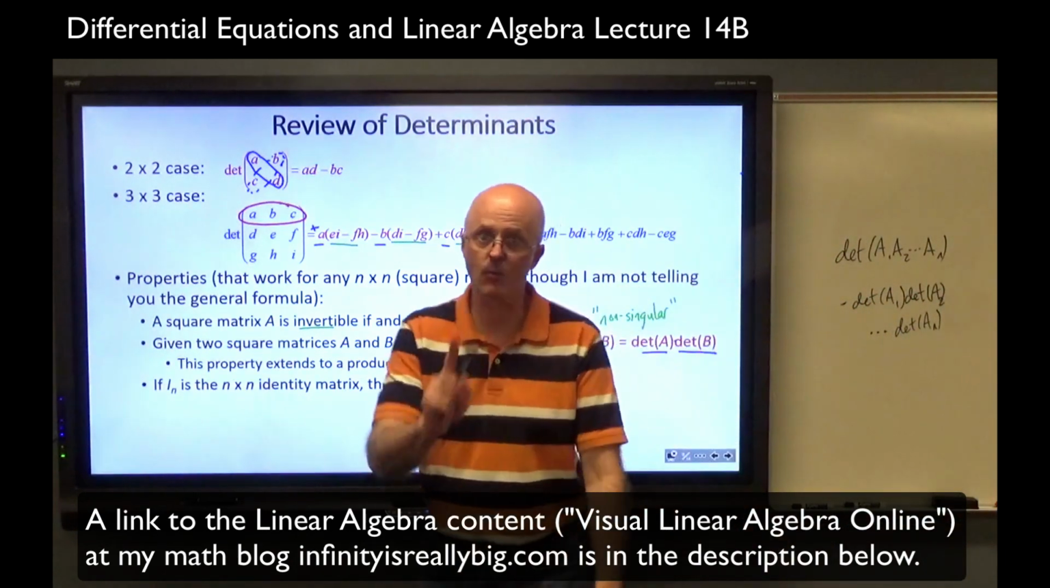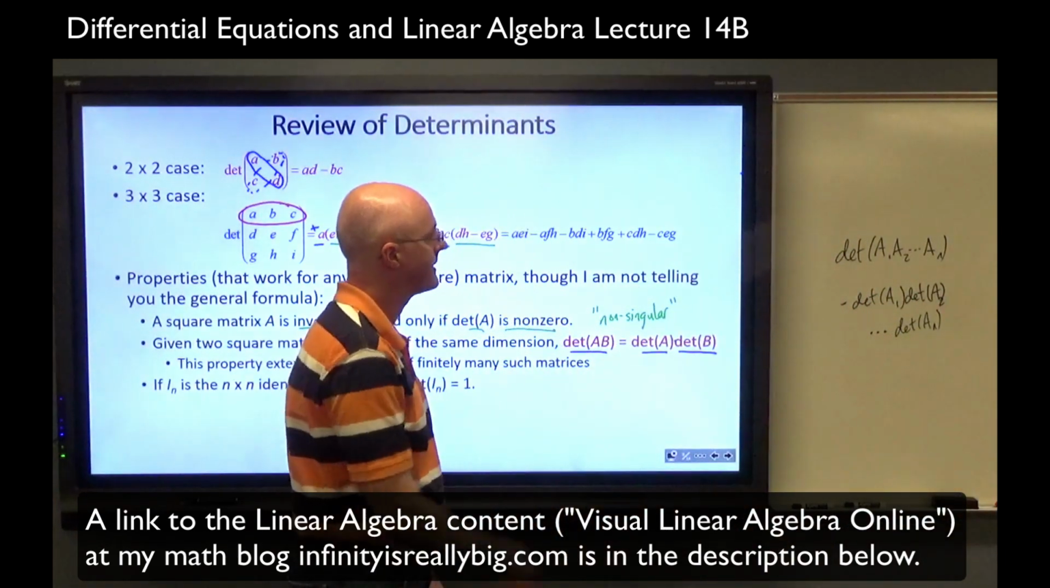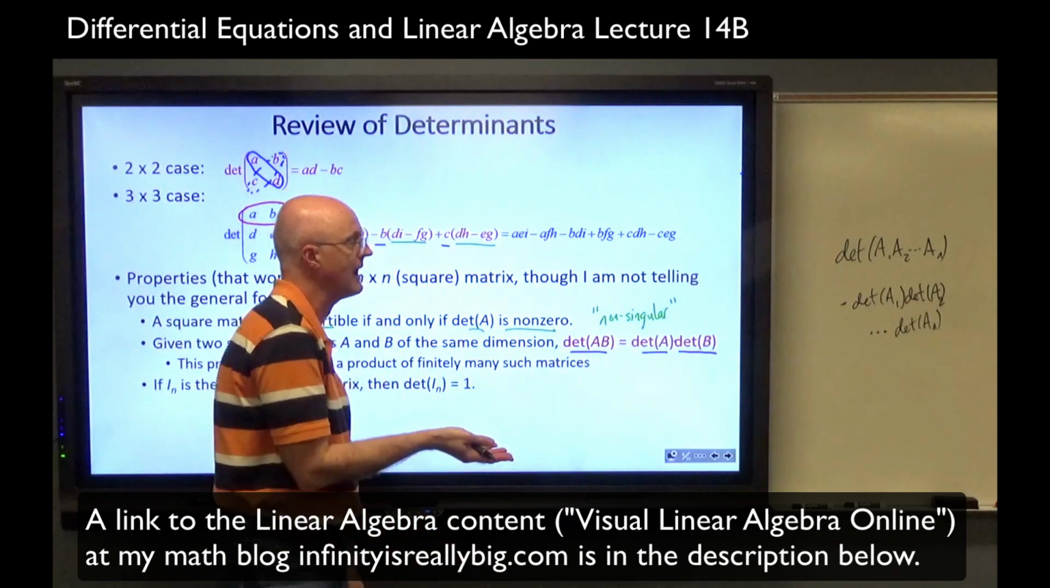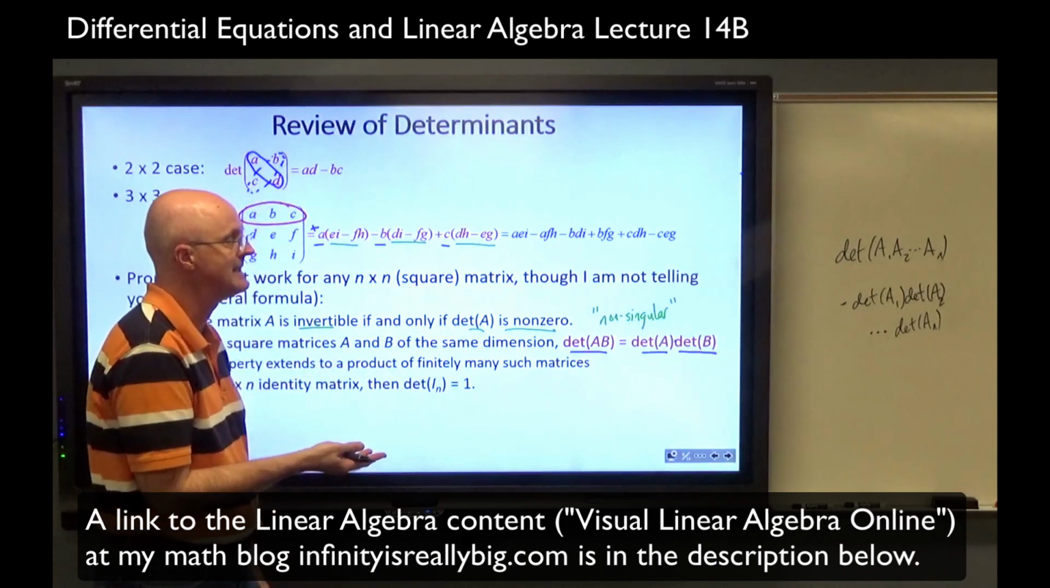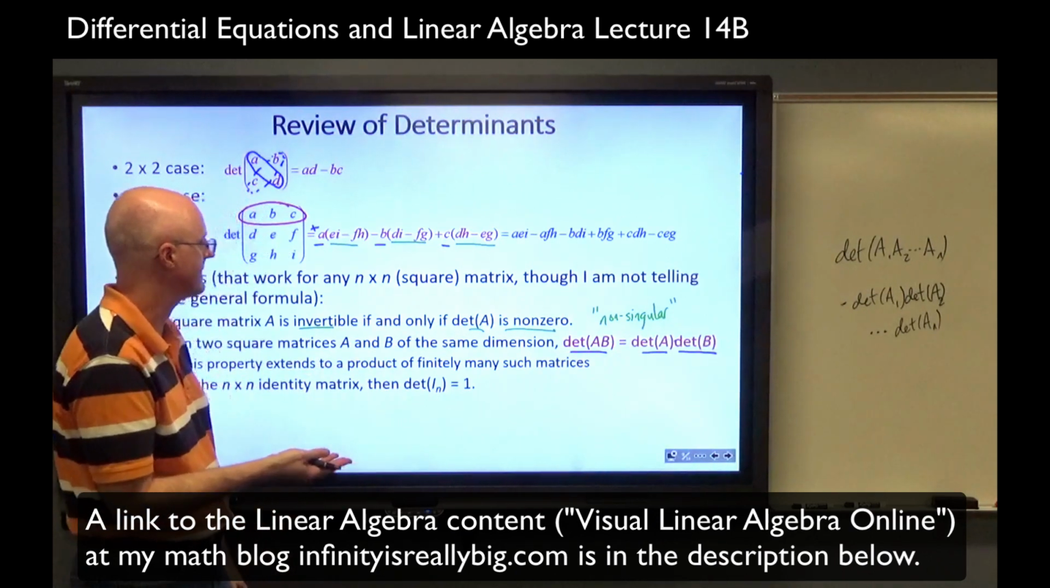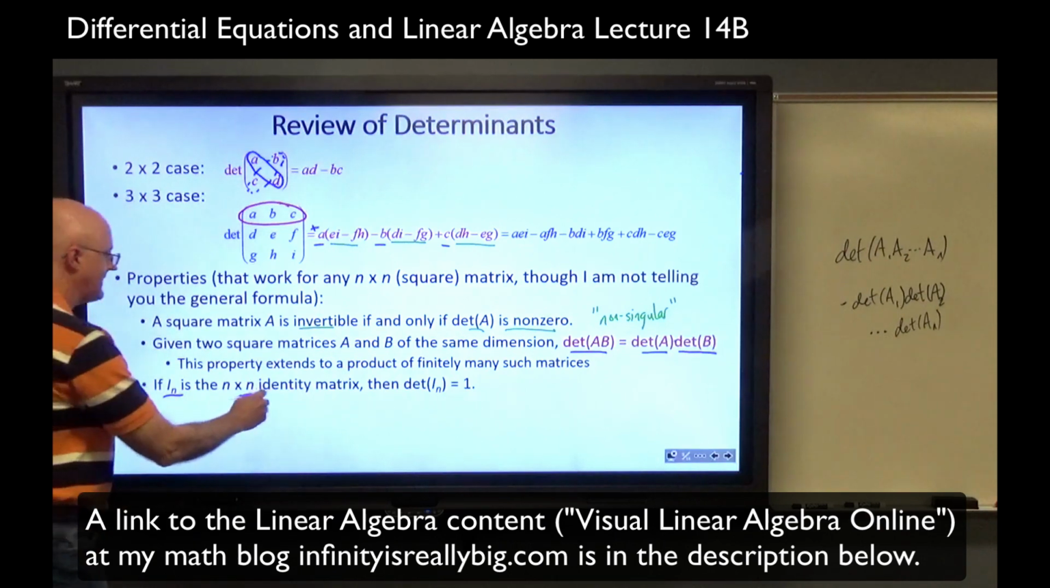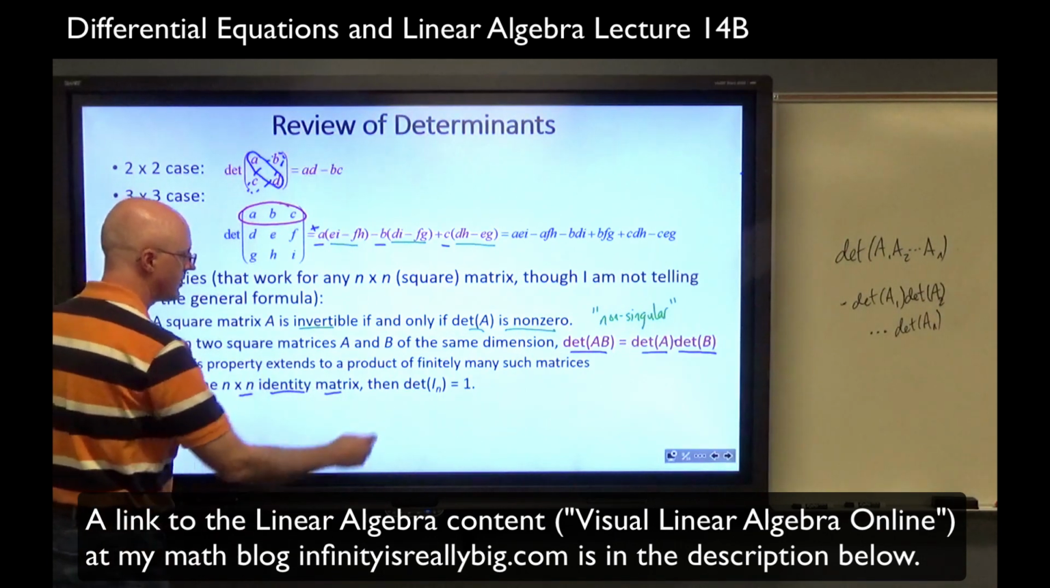Though if even one of them is non-invertible, then the determinant is going to be 0. The whole determinant of the entire product will be 0, and the entire product will be non-invertible in that case, when its determinant is 0. If even one of those matrices is non-invertible, that will happen. Furthermore, if IN is the n by n identity matrix, which we talked about before, its determinant is 1.